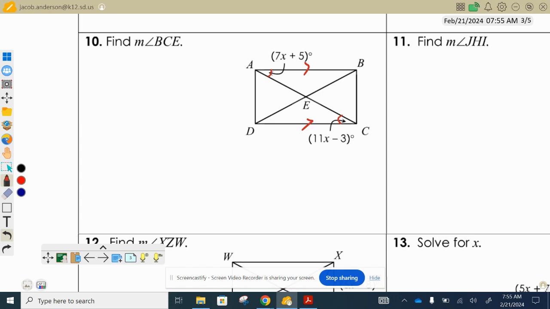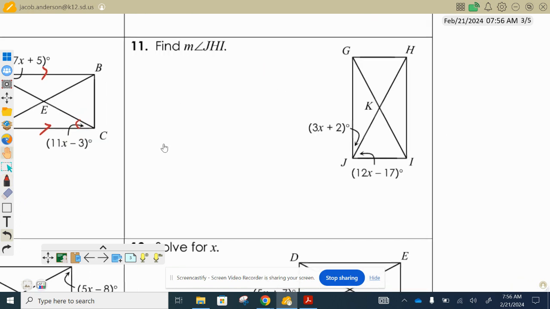If we've got AC as our diagonal. So if they're alternate interior angles, I know alternate interior angles are congruent. So I just go 11x minus 3 equals 7x plus 5. And I'm not going to solve that any further, but that's how you would set that one up.